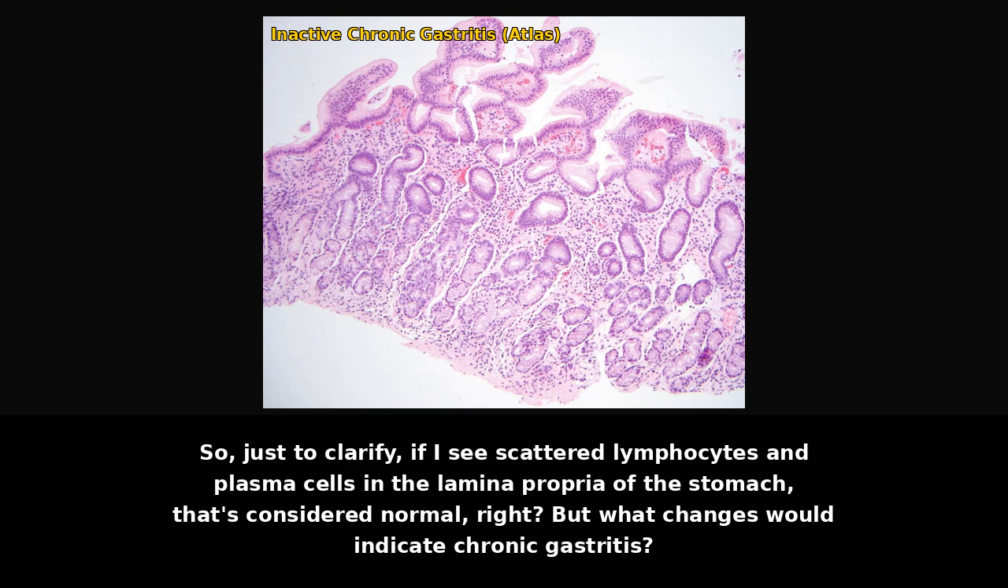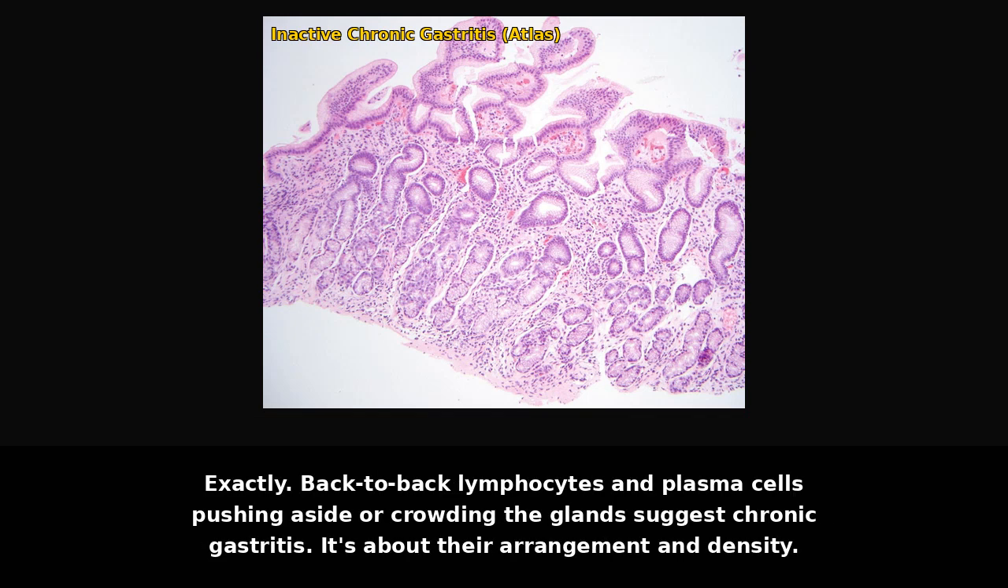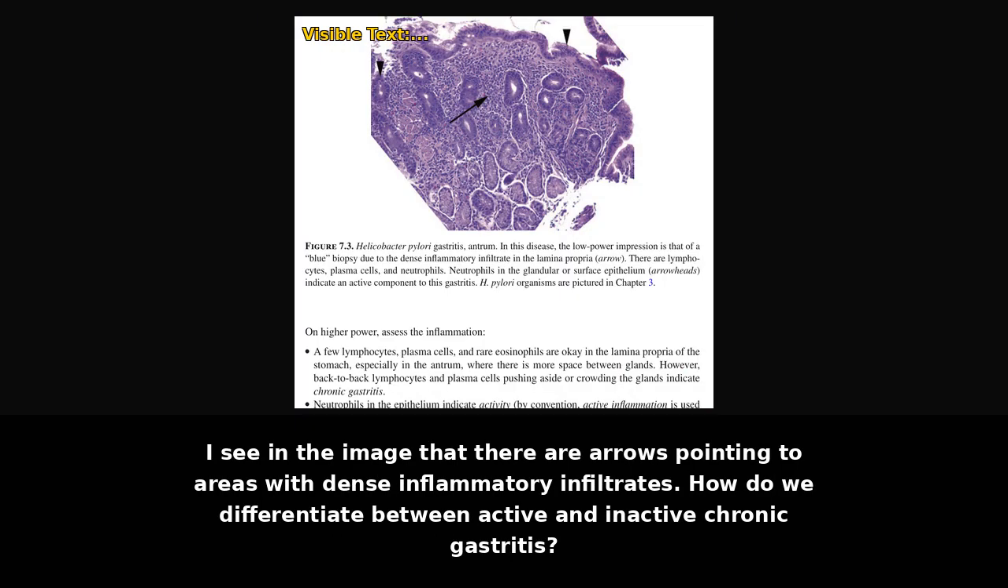But what changes would indicate chronic gastritis? Exactly. Back-to-back lymphocytes and plasma cells pushing aside or crowding the glands suggest chronic gastritis. It's about their arrangement and density. I see in the image that there are arrows pointing to areas with dense inflammatory infiltrates.